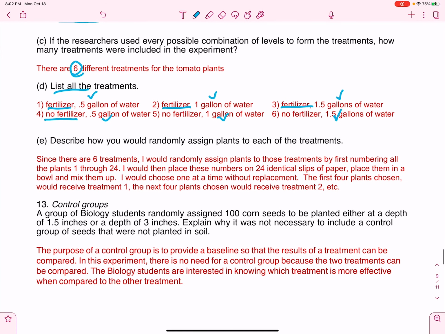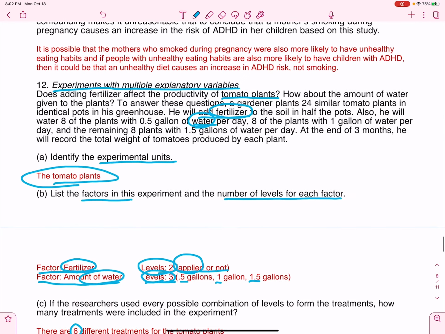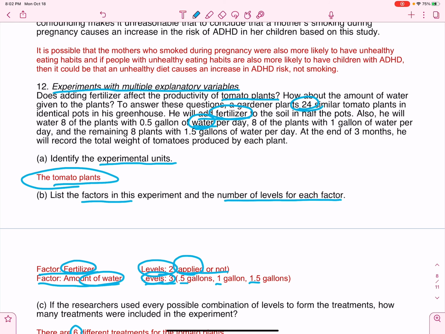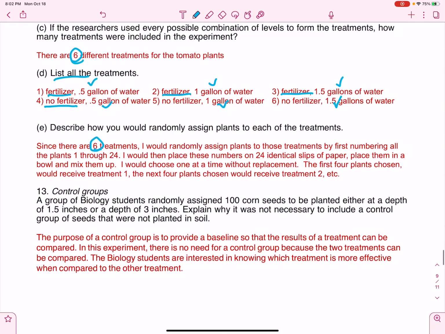In part E, we're describing how we would randomly assign the plants to each of the treatments. Since I've got 6 treatments, and in the problem you are told that we have 24 similar tomato plants, I'm going to start by numbering all of the plants, 1 through 24. I'm placing these numbers on identical slips of paper, putting them in a bowl, and mixing them up. Then, one at a time, without putting them back in, I'm going to pull one out. Let's say the first 4 I pull out will go to treatment 1, and the next 4 I pull out will go to treatment 2. I'm going to do that all the way up until treatment 6. That is how I would do this problem.